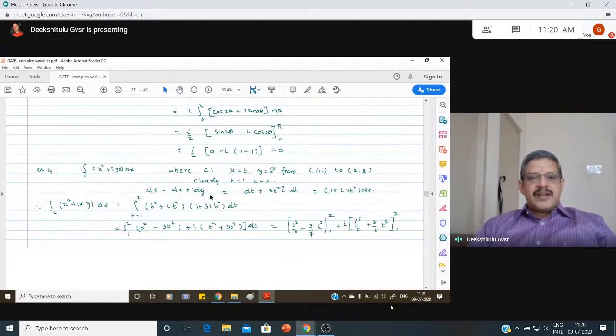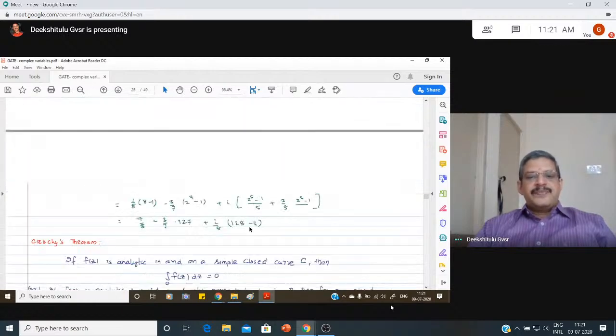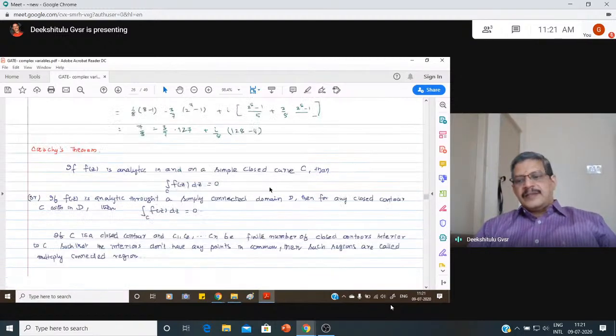So dz is dx plus i dy. So put these things: x is equal to t, y is equal to t cube, and dx is dt, and dy is 3t square dt. This is what we have, these relations in this. So this becomes t square plus i into t cube, into dt plus i into 3t square dt. You simplify this and integrate this between the limits 1 to 2, we get this answer. This is how we calculate line integrals of complex valued functions.